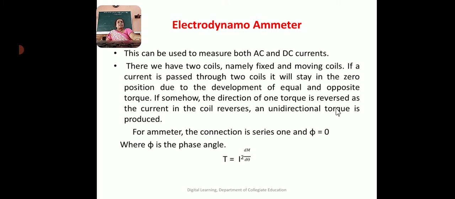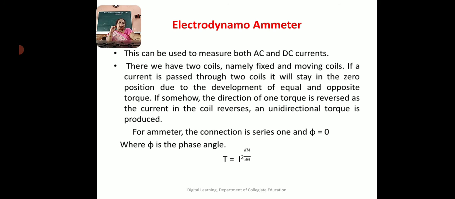So the principle of the electrodynamometer is that there are two coils, namely a fixed coil and a moving coil. If a current is passed through the two coils, then what happens? It will stay in the zero position due to the development of equal and opposite torques. If somehow the direction of one torque is reversed, as the current in the coil reverses, a unidirectional torque is produced. This is the working principle of the electrodynamometer.